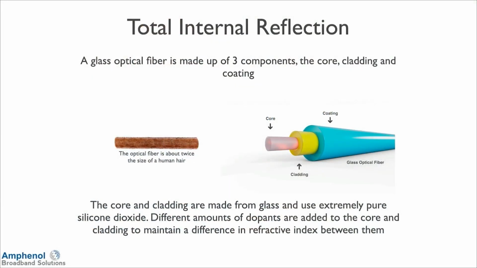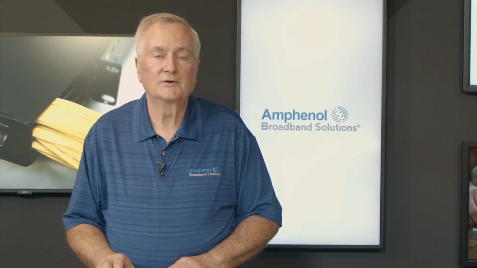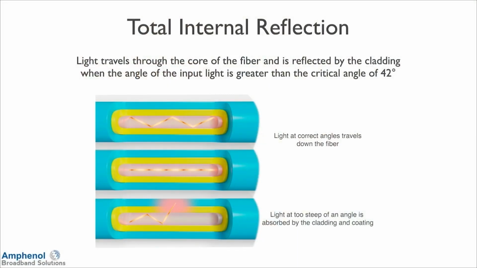When you start looking at the core and the cladding, this glass is made from extremely pure silicon dioxide. Different amounts of dopants are put into the core and the cladding to make the core a denser material, with a higher index of refraction than the cladding. And that's what keeps the light in there. As long as we maintain that critical angle of greater than 42 degrees, that's going to keep the fiber optic wavelengths within the core of the fiber optic cable.